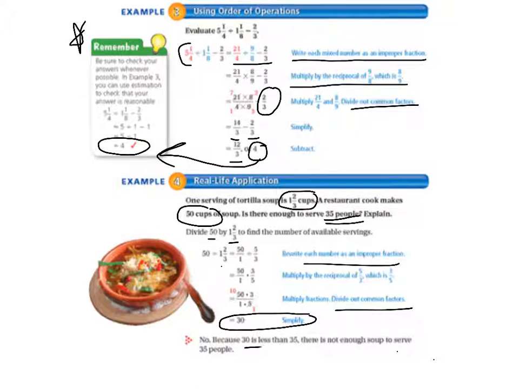So 30 is less than the 35 that we want. So there's not enough soup to serve 35 people. So we need to make more soup or not invite so many people. So there we go.